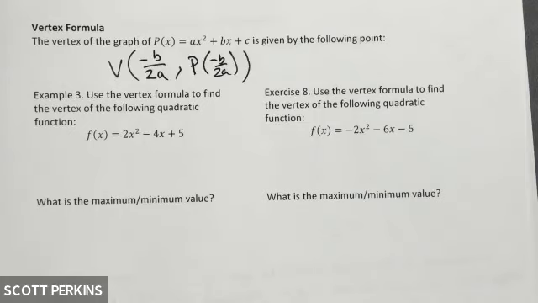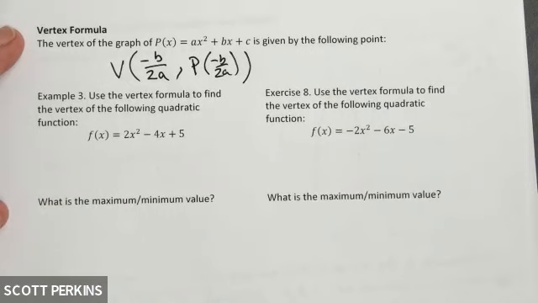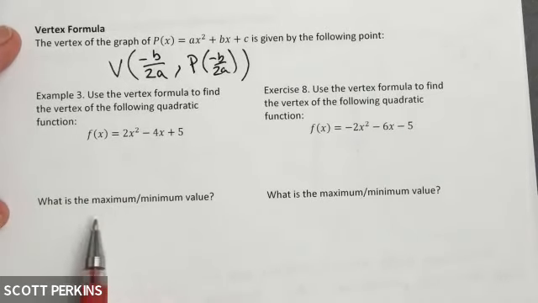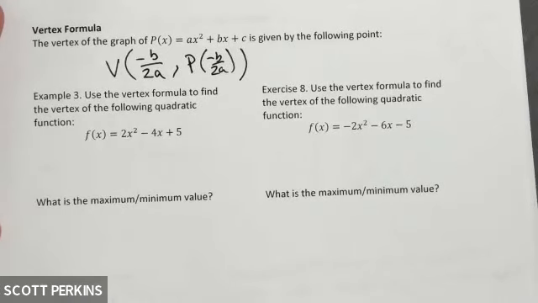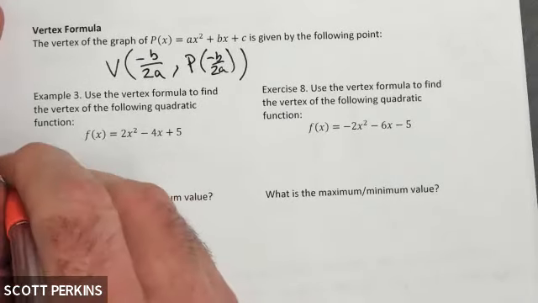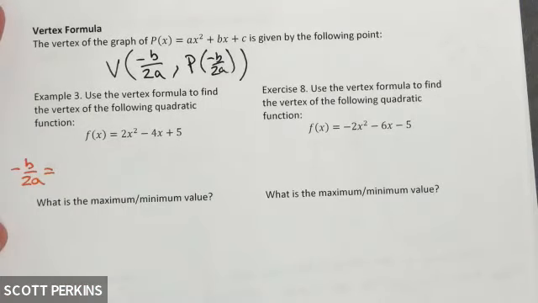All right, so I'm going to do example 3. And then I've got an exercise for you, and then we'll be done with this section unless there's any sort of issue that anybody has. So here we go. I'm going to use the vertex formula to find the vertex of this function. Then real quick, we're just going to look at the attributes of it to determine does it have a minimum or maximum value. So here we go. I'm going to figure out what negative b over 2a is. That's the x value of my vertex.